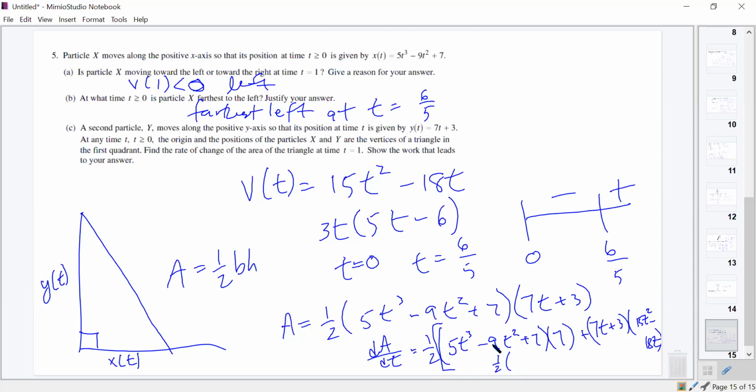Let's see, that's 5 minus 9 is -4, plus 7 is 3, times 7 is 21. Plus that's 10 times 15 minus 18, so that's -30. So we have 21 minus 30 is -9, or negative 9 over 2. So it's decreasing at negative 9 over 2 cubic units per whatever the time is. They didn't give us a time unit, so.